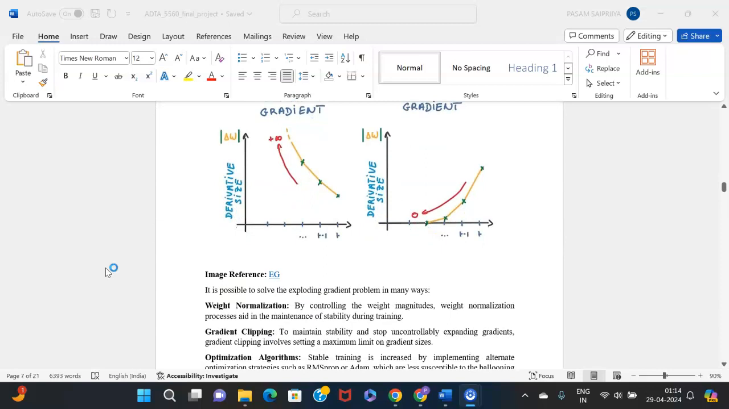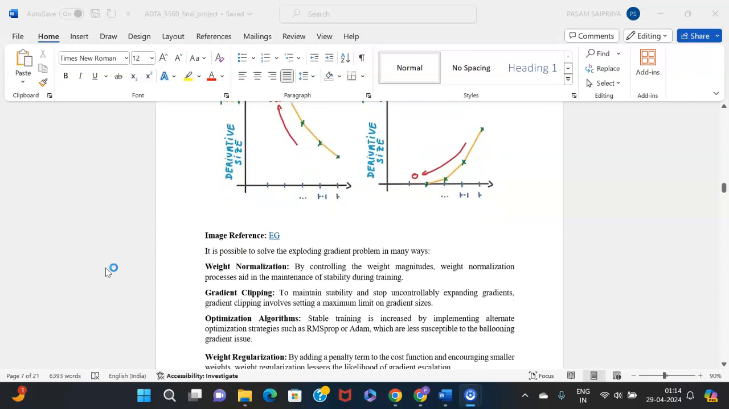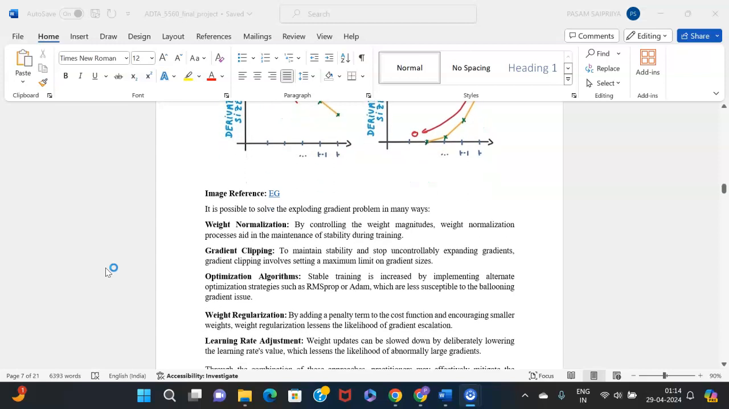It is possible to solve the exploding gradient problem in many ways. Weight normalization. By controlling the weight magnitudes, the weight normalization process aids in the maintenance of stability during training. Gradient clipping. To maintain stability and stop uncontrollably expanding gradients, gradient clipping involves setting a maximum limit on gradient sizes.